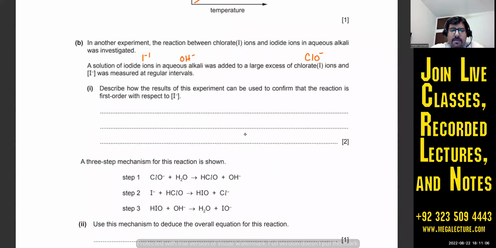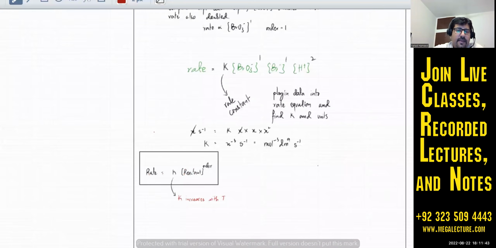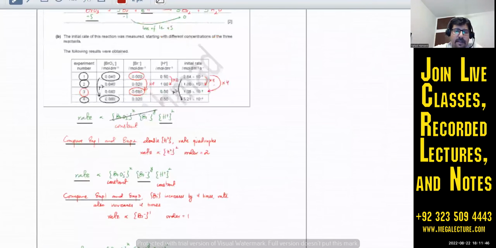It was measured. Describe how the results of this experiment can be used to confirm that the reaction is first order with respect to I minus 1. So I minus 1 was measured at regular intervals, right? Now, I minus 1 is my reactant. That is chlorate ions reacting with iodide ions, right? So my reactant is going to get used up. So if you look here, if you plot the reactant concentration with respect to time, right?